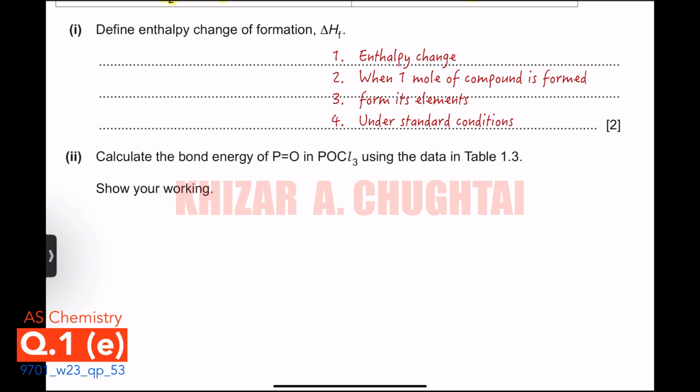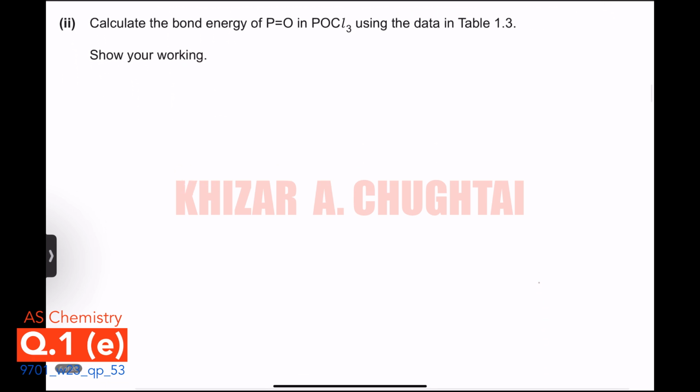Now come toward the next portion. Calculate the bond energy of P double bond O in POCl3 using the data in table 1.3. Show your working. So basically, whenever they are asking to find the bond energy, or the bond energy is given, then formula number 1 is used. Number 1, delta H is equal to bond energy of the reactant minus bond energy of the product.